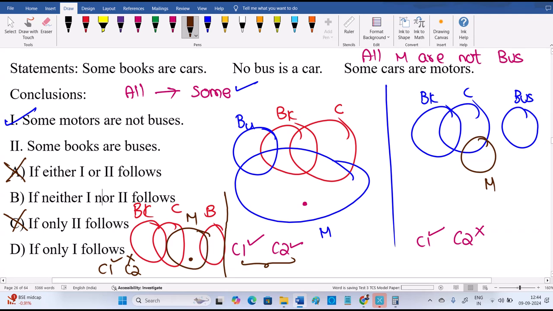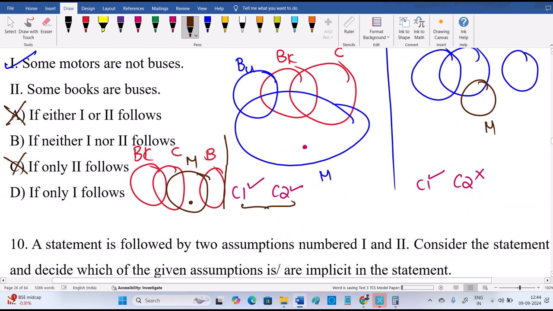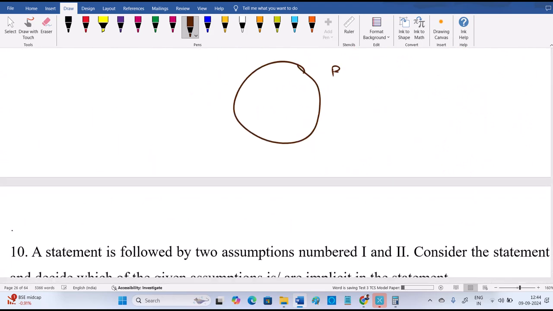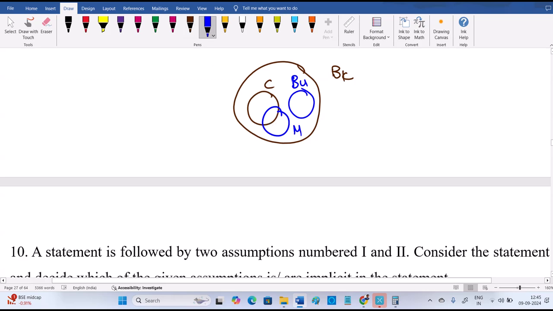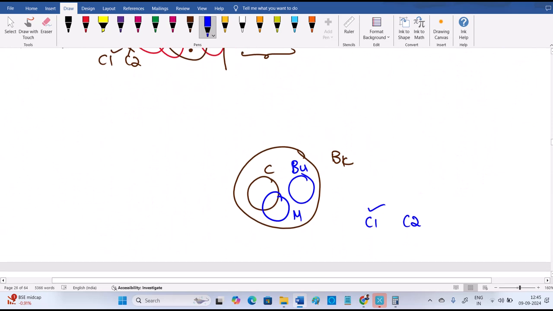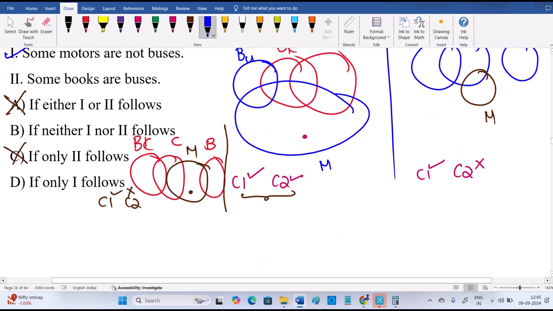I'll give one more diagram. Because when you're giving, some books are cars, right? So some books are cars. No car is bus. Some cars are motors. Now here also no motor is bus, so I can say some motors are not bus. First one true. Second one, some books are buses. Yeah, some part of books are occupied by buses. Second one also true. Obviously first one is true in every diagram.